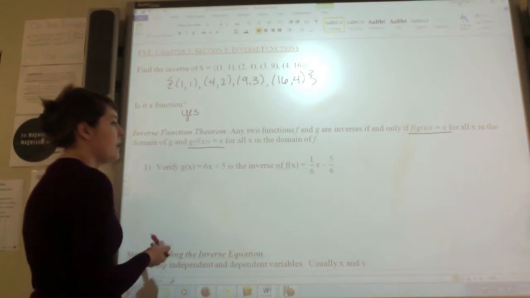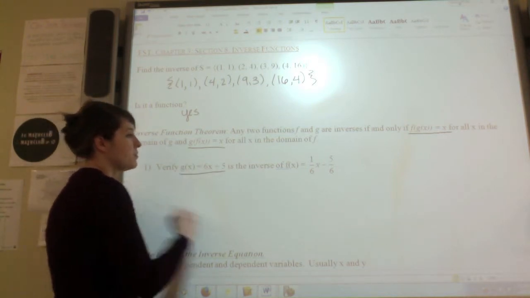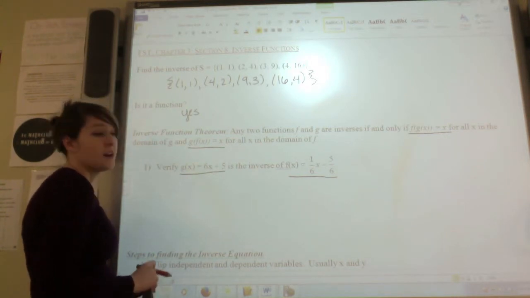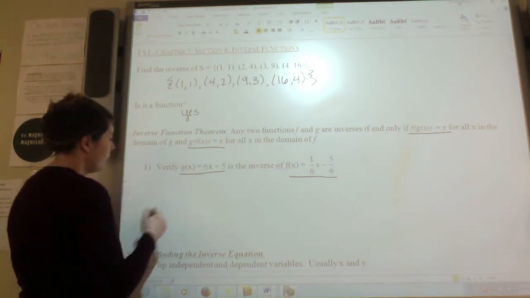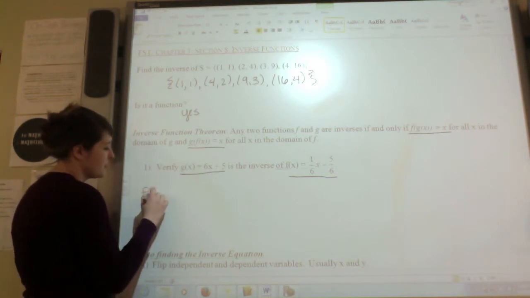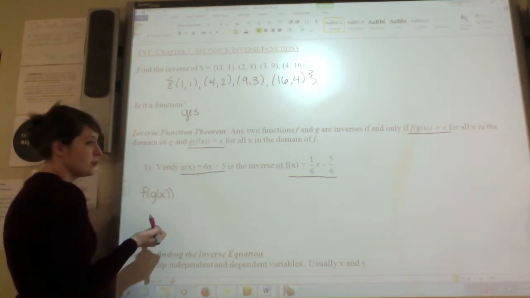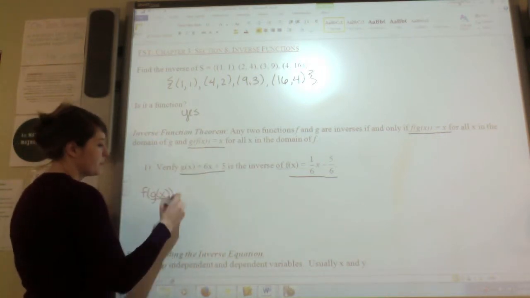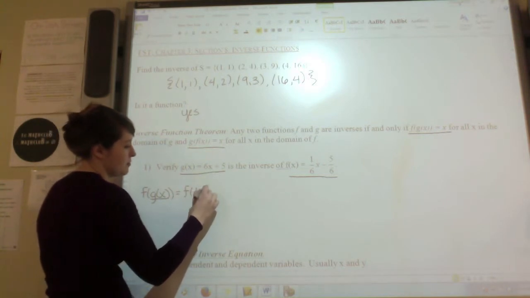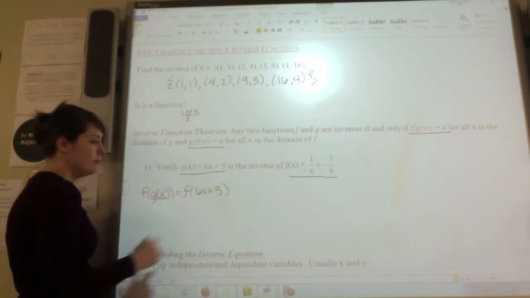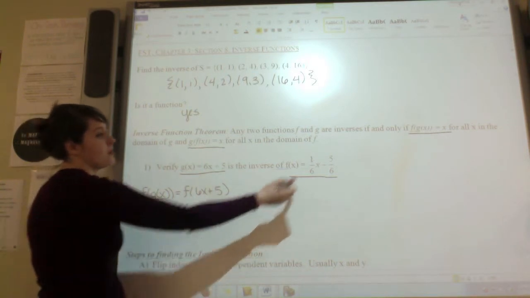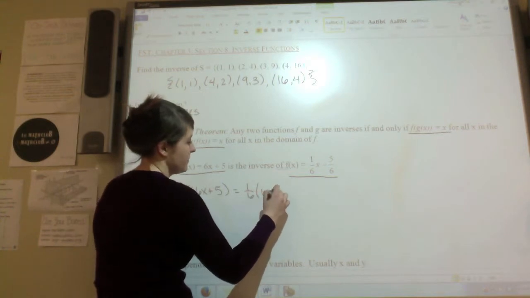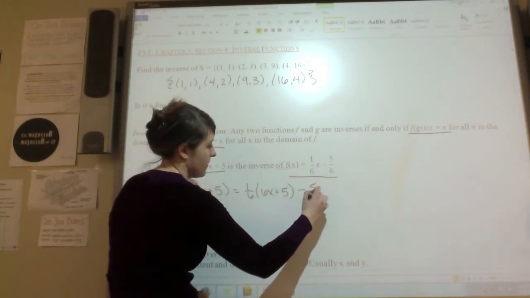So let's verify that g of x equals 6x plus 5 and f of x equals 1/6 x minus 5/6 are inverses of each other. Well, in order to verify this, I want to find f of g of x and I want to find g of f of x. So I'm going to start with f of g of x. So finding this, I'm going to start by replacing g of x with my actual function. So I have f of 6x plus 5. Now I can plug 6x plus 5 into my f, so I get 1/6 times 6x plus 5 minus 5/6.